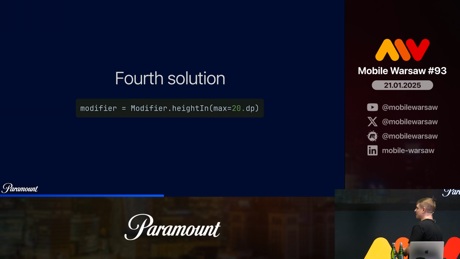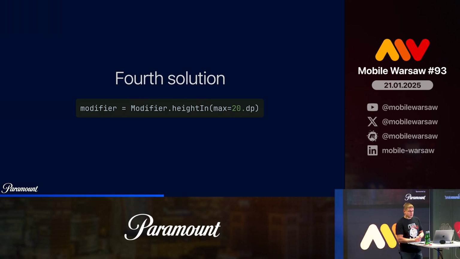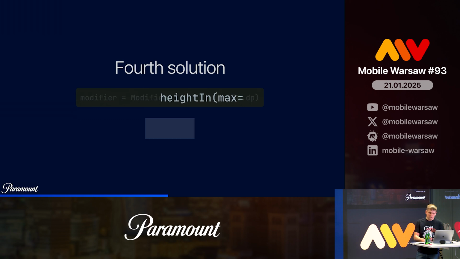Now we can learn another spell. This spell is called heightIn. It has 2 parameters, minimum and maximum. Here you can see only one of them. By default, the minimum is 0 dp, maximum infinity. So here we can set it somehow like that. And let's see how it would behave.